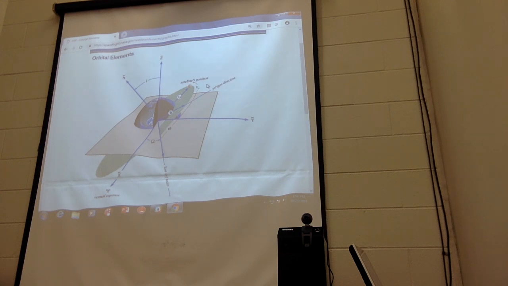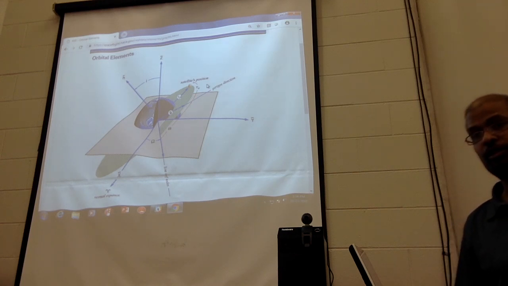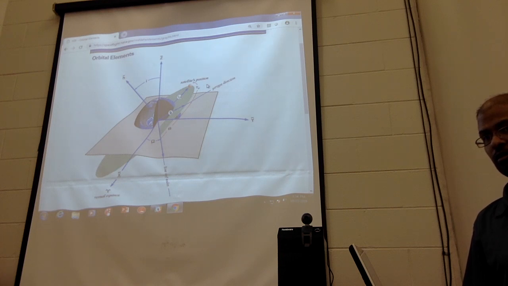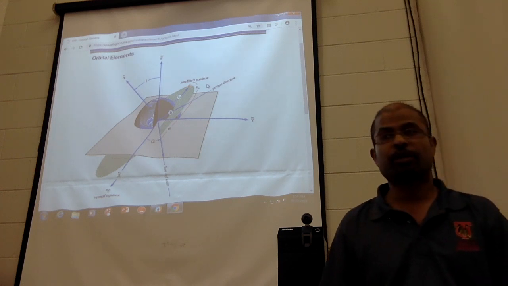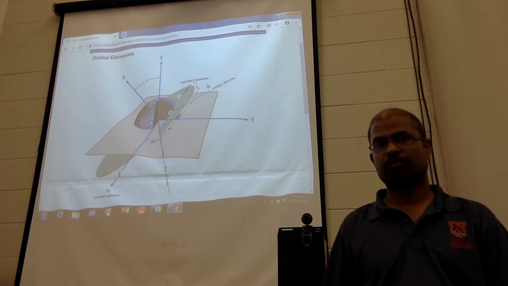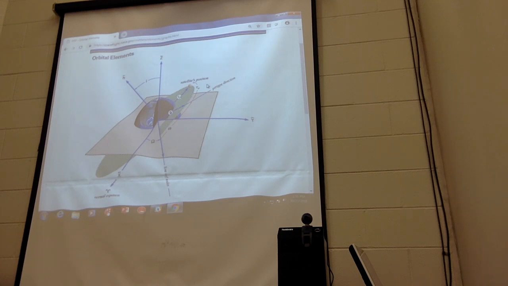These 6 elements are grouped into: first, the size and shape of the orbit; second, the orientation of the orbit; third, the relative position of the satellite. Here it is represented by eta naught, or we'll use theta. True anomaly is a position, right? What is it defined with respect to? Perigee direction, always. This is an angle, this is an angle, this is an angle, this is a distance, and this is a ratio.